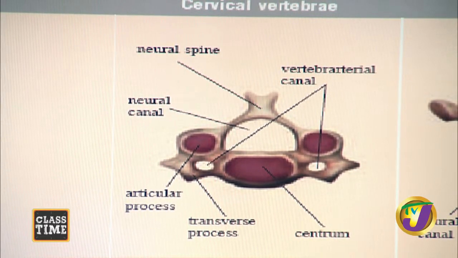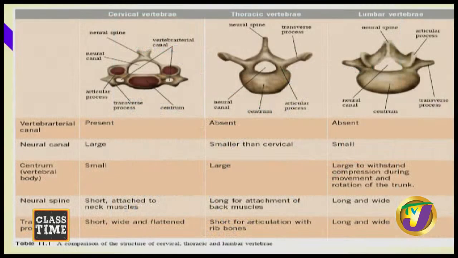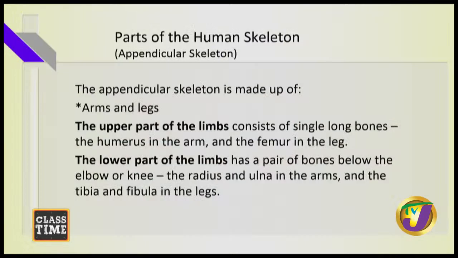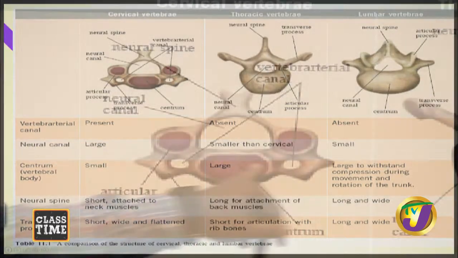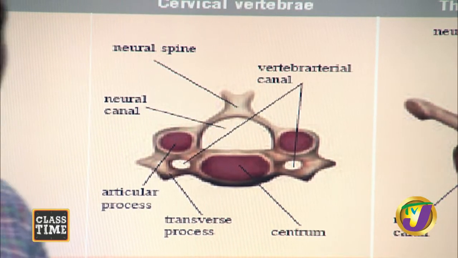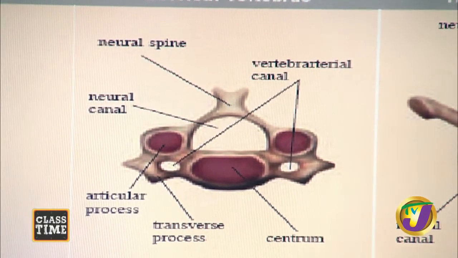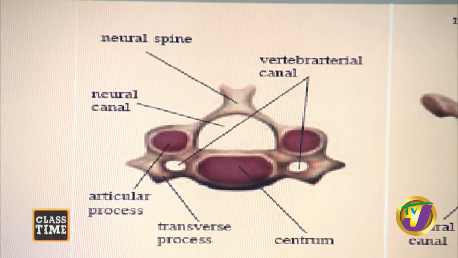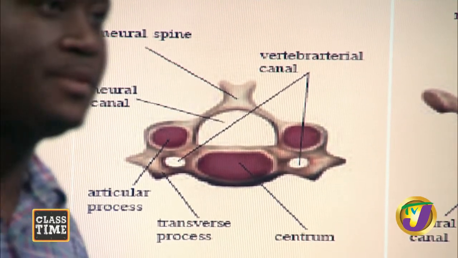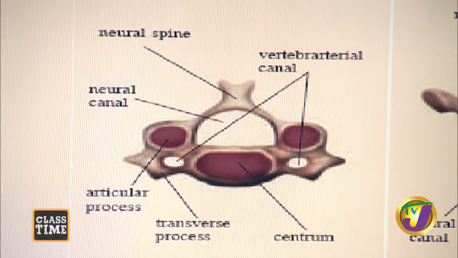Now, how do you differentiate cervical vertebrae from all the other vertebrae? One thing you need to look at is these 2 holes at the sides of the vertebrae. Those are called the vertebral arterial canal. No other vertebrae has those 2 holes. And these 2 holes facilitate the running of the blood vessels to and from the head.